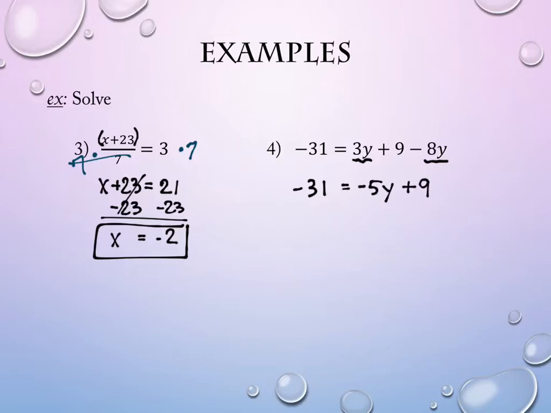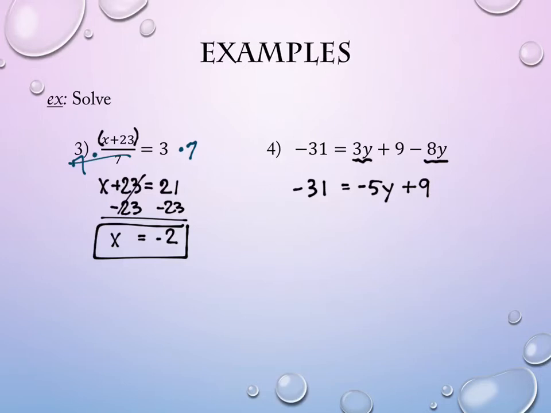And the 9 stays put. So combining pieces, when that happens, within a single side of the equation is a good step. What would we do next? Isolate the y. We need to isolate the y.